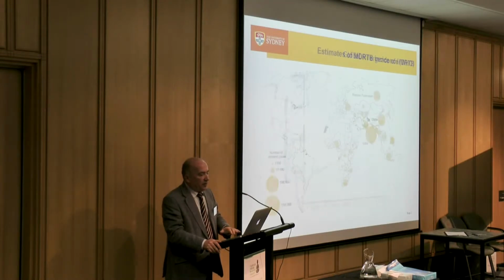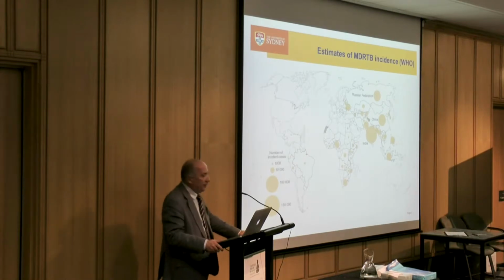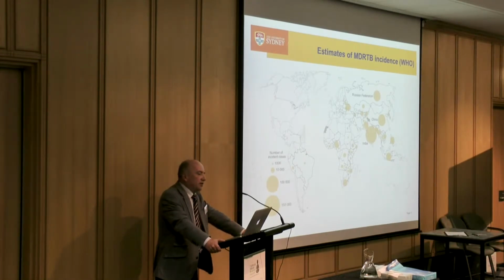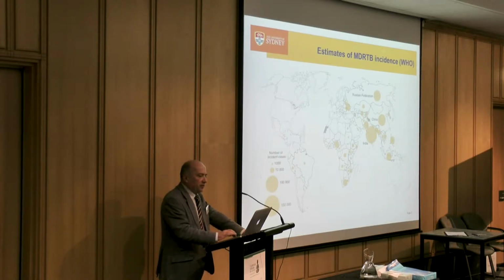I would like to start with another WHO slide that captures estimates of MDR incidence across the globe. The size of a bubble represents the number of cases, and you can see the largest bubbles are obviously in our region, especially in the subcontinent and in China. So India has the largest number of cases, and we all understand the reason for that.